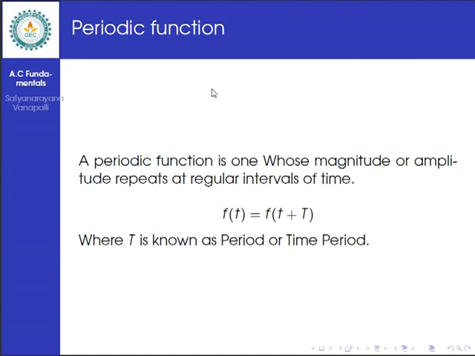Mathematically, a periodic function is expressed as f of t is equal to f of t plus capital T, where capital T is known as period or time period. Now see what is the difference between f of t and f of t plus T. This f of t is known as instantaneous value, that means magnitude or amplitude of the function f at a time instant t, and f of t plus T is the magnitude or amplitude of the same function at time instant t plus T. If these two values are equal, then such a function is called a periodic function.